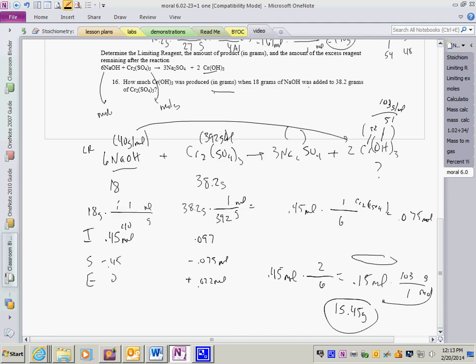Pretty much everything in there that you need. We got a little bit of an ice table and mass to mole calculations.